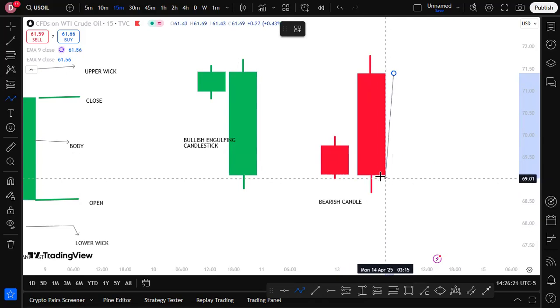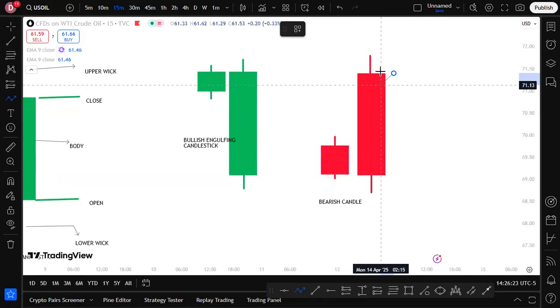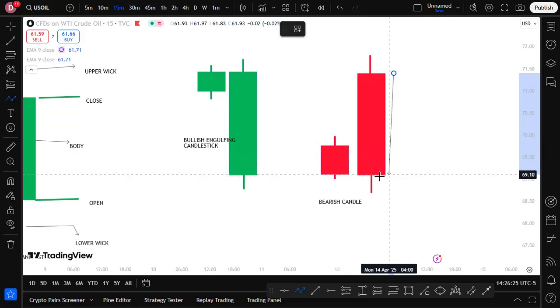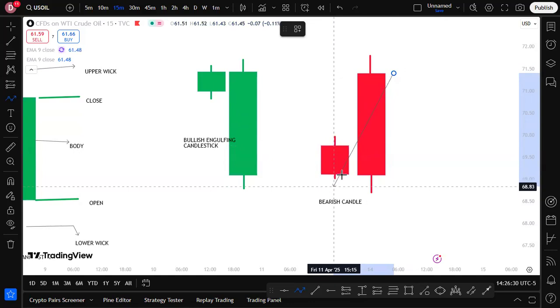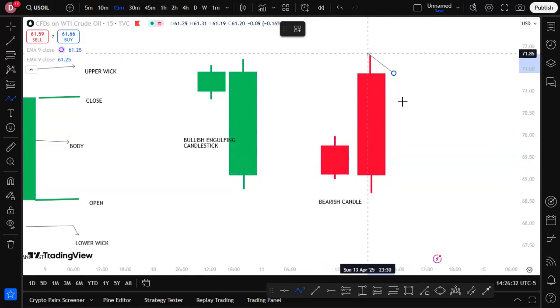So remember, this is our close. From here to here is the body of the candle. Same thing with here, from here to here is the body of the candle. These are the wicks. These are called the wicks. Wick of the candle.